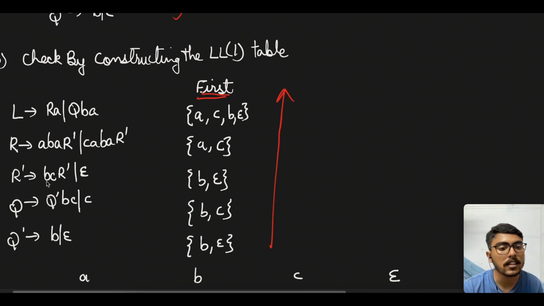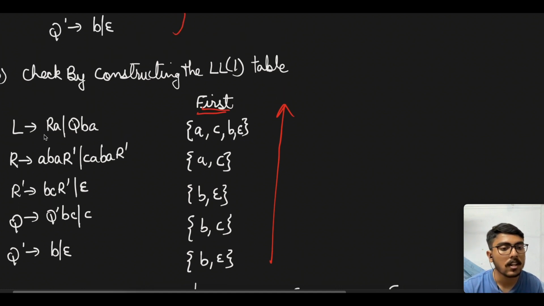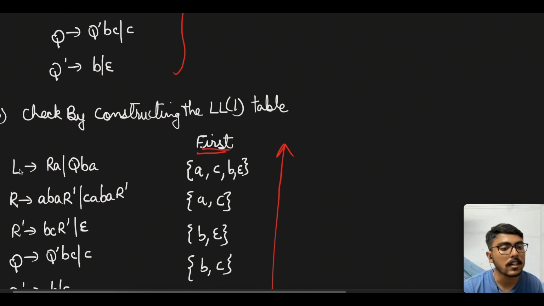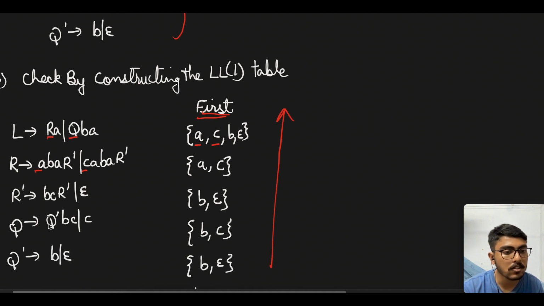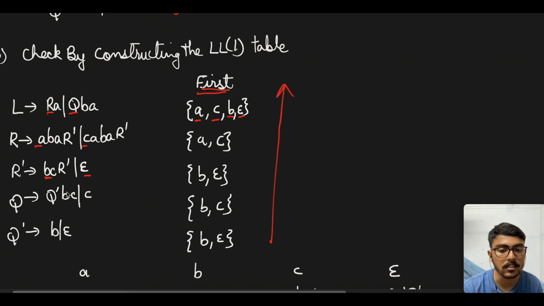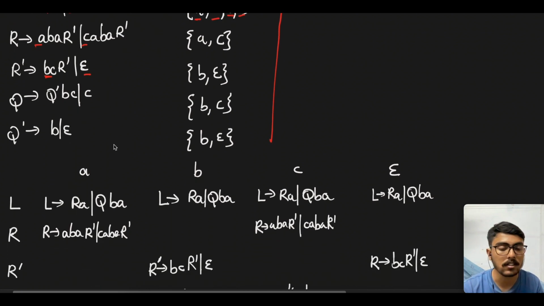Next R dash, it will have B and epsilon, right? Then R, it will have A and C, right? Then for L, it will have R. The first of R is A comma C, so we have A comma C. Then first of Q, so first of Q is B comma epsilon. We just need to check the first terminal which is appearing in the production. If there is no terminal, then the non-terminal's first, and similarly other non-terminals.